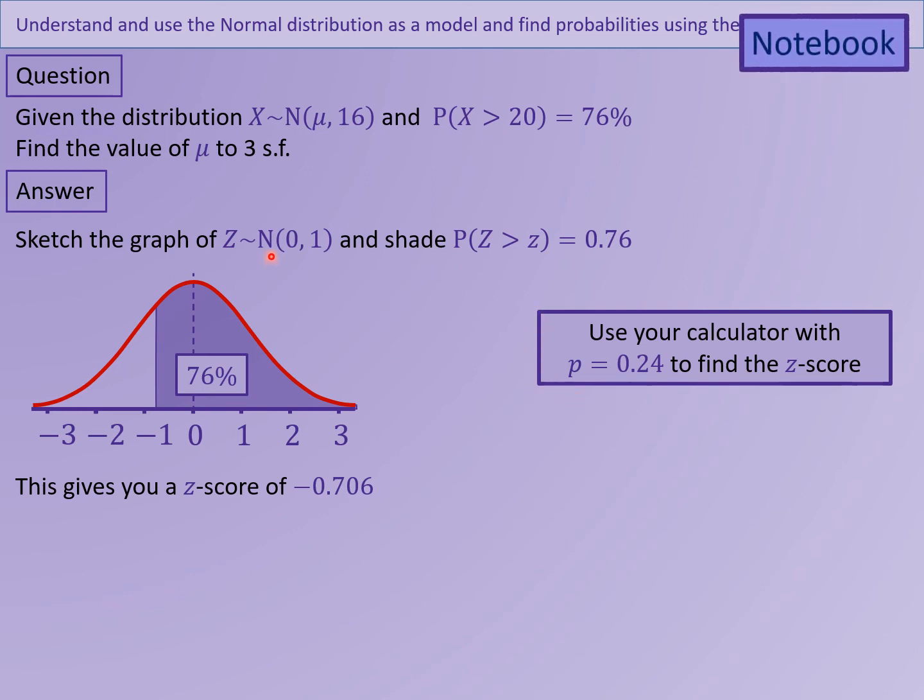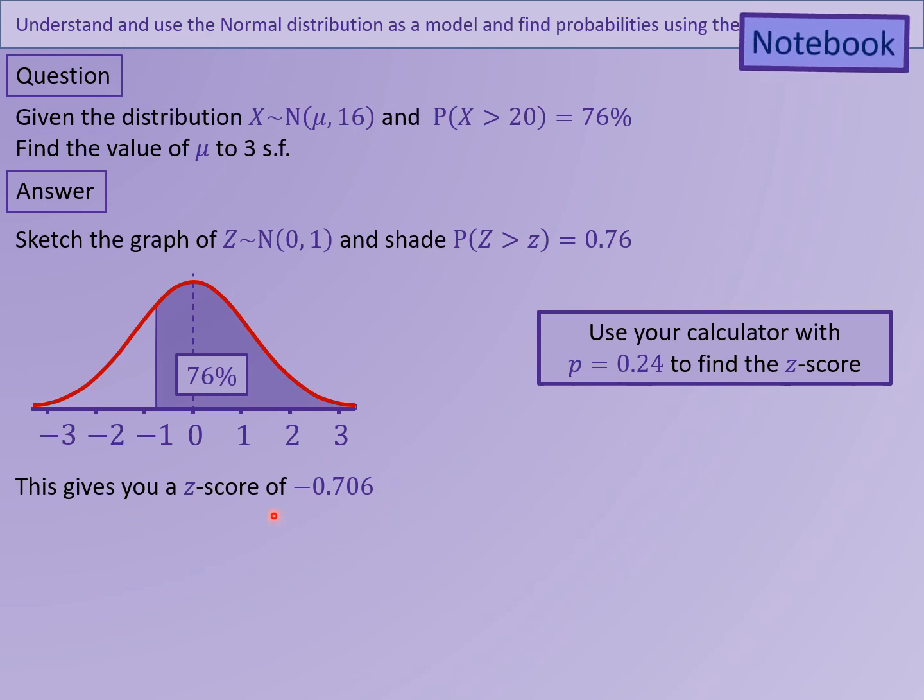Notice on our calculator, we are putting in these values for the standard curve, nothing to do with the 16. That's a mistake people make. They think they put the 16, they don't. You are sticking with a standardized curve because you're trying to get a z-score.